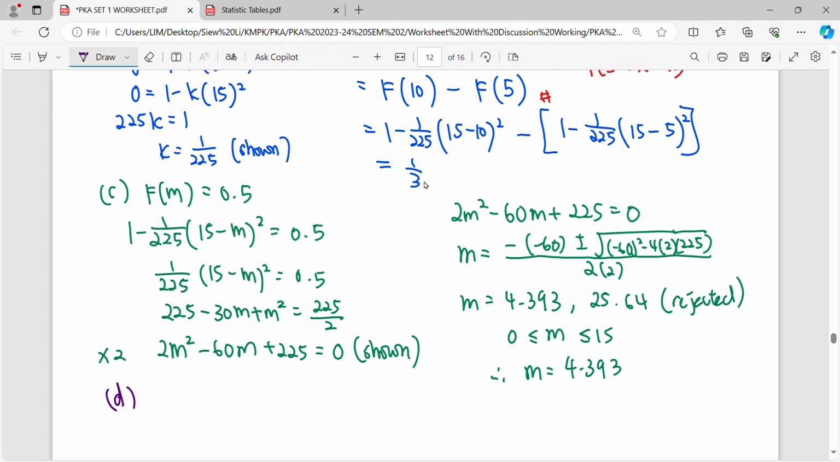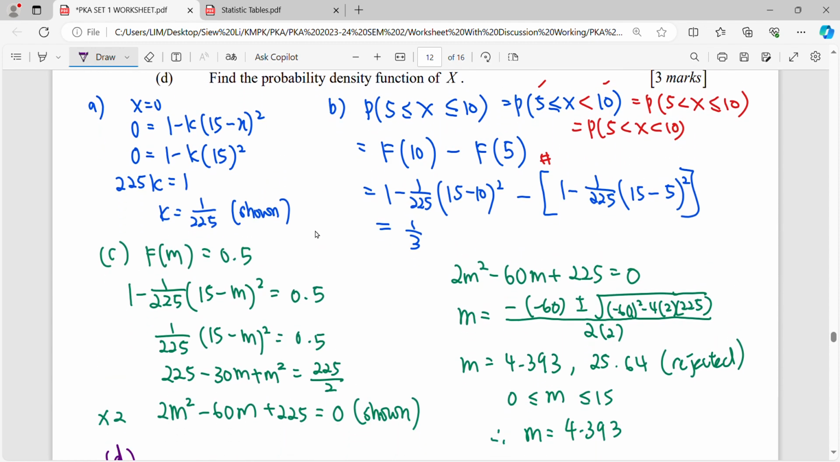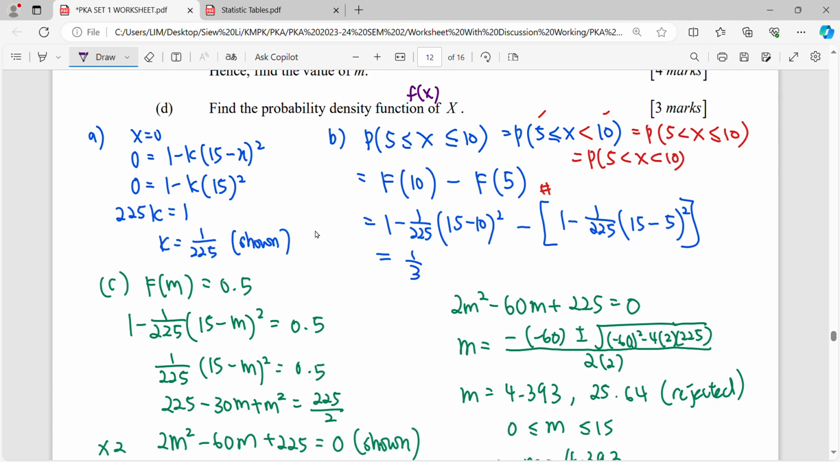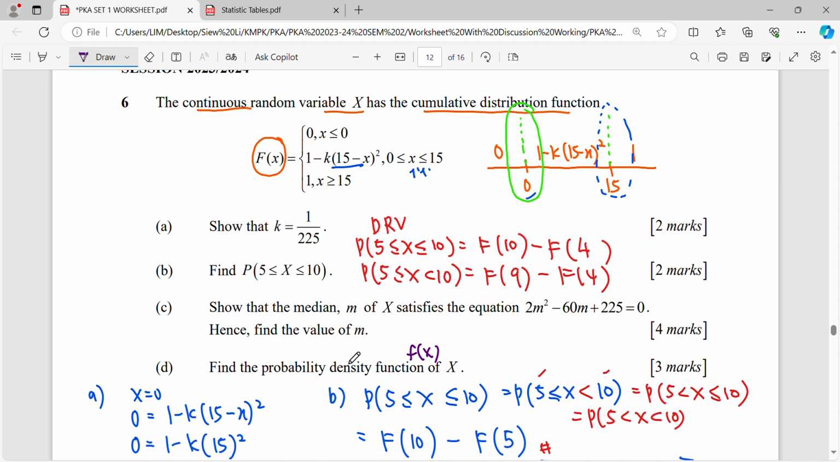We need to find the probability density function, means small f. Okay, so cumulative is big F. Probability density function, like usual, is small f. From big F to small f, and from small f to big F, you integrate, right? So from big F to small f, differentiate. So differentiate out every interval here.